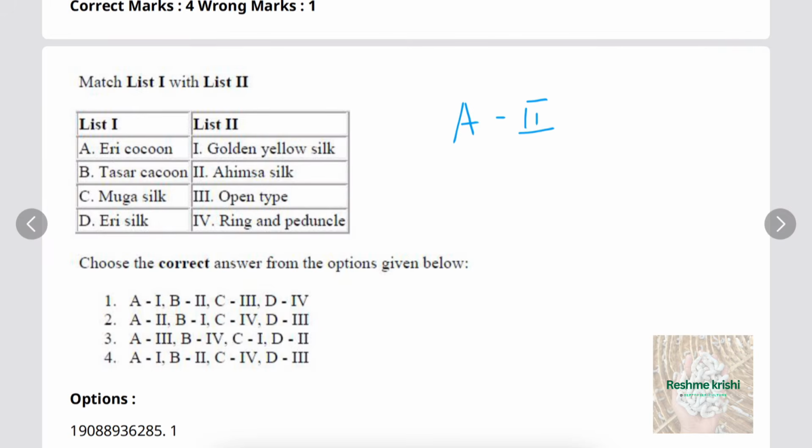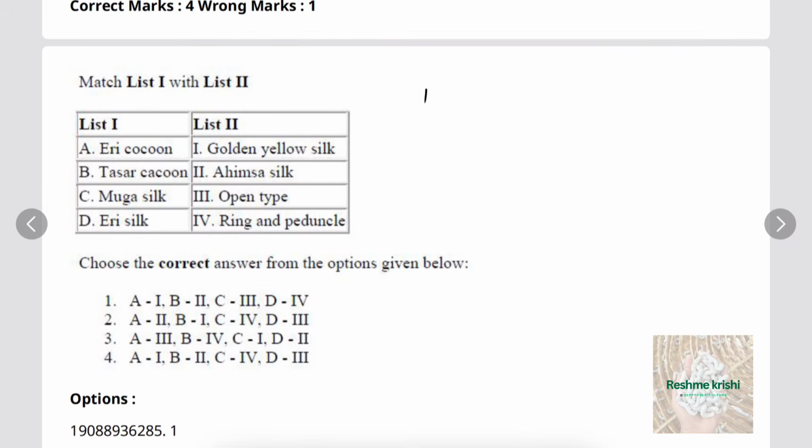So where is A2? There is only one option here. The answer itself is given as 3. Okay, we will see the other options also. Sorry, eri cocoons, ahimsa, done. Tassar, muga is a golden silk. Okay, see, this is the tricky part. I also got tricky while solving the question, so you will definitely get it when you are solving in the exam. See, eri cocoon and eri silk are two different things.